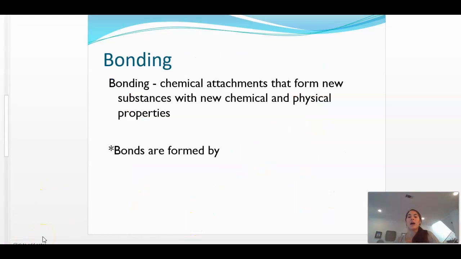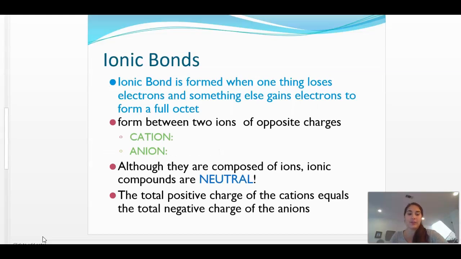So bonding, wherever you have that unpaired electron is where a bond is going to form. And so again, bonds can be formed by the losing, gaining, or sharing of electrons in order to get the full octet. It's not just like a random number that are going to share or lose or gain. It's in order to get that full octet. So the first type of bonding, we're going to look at something called ionic bonding. So ionic bonds are happening when things are losing and gaining.